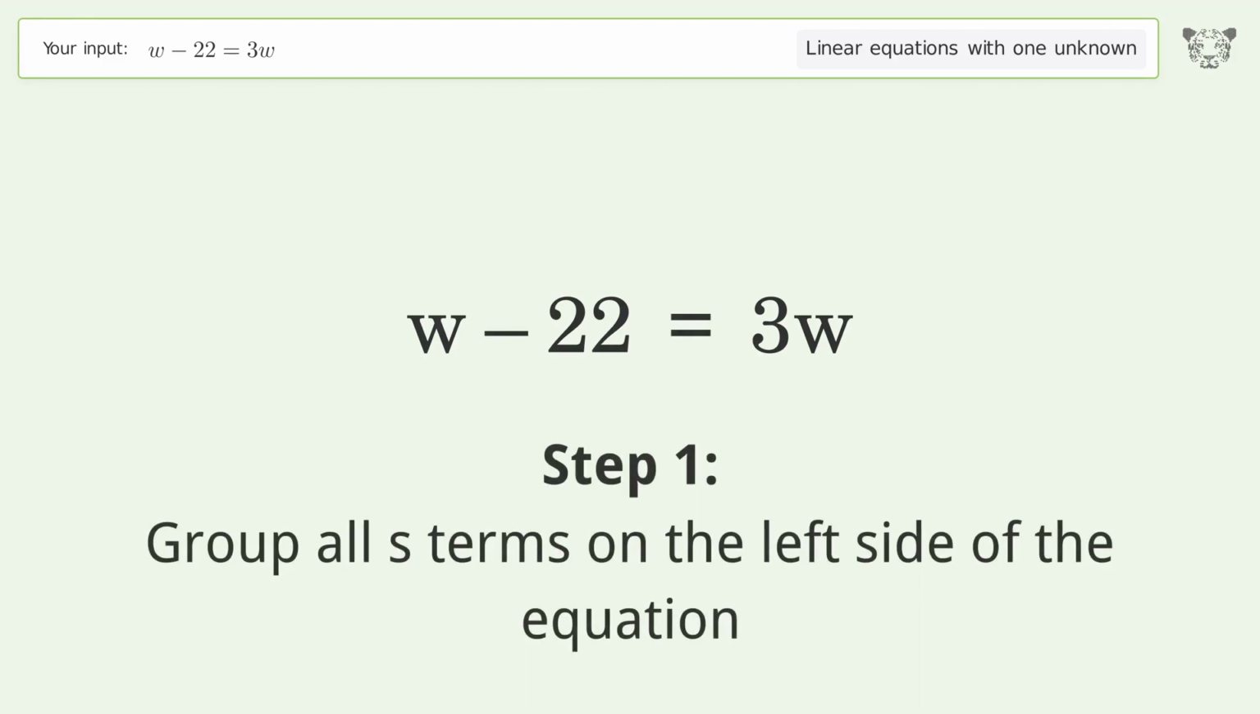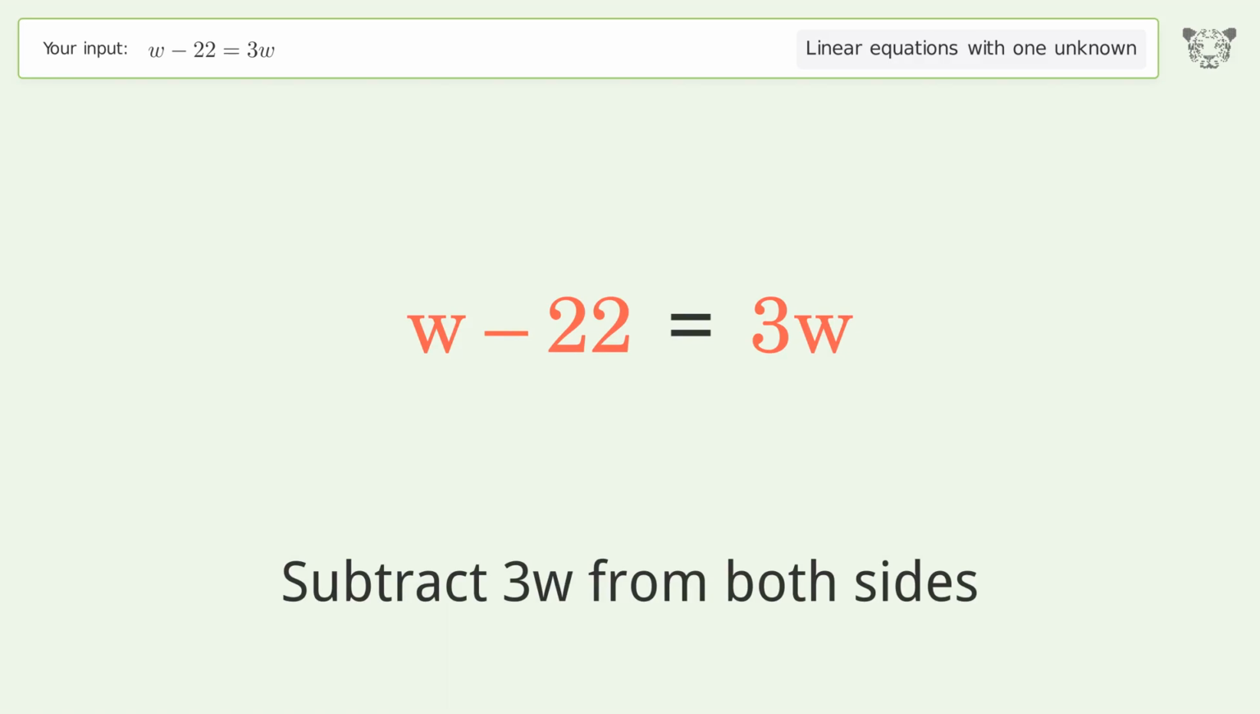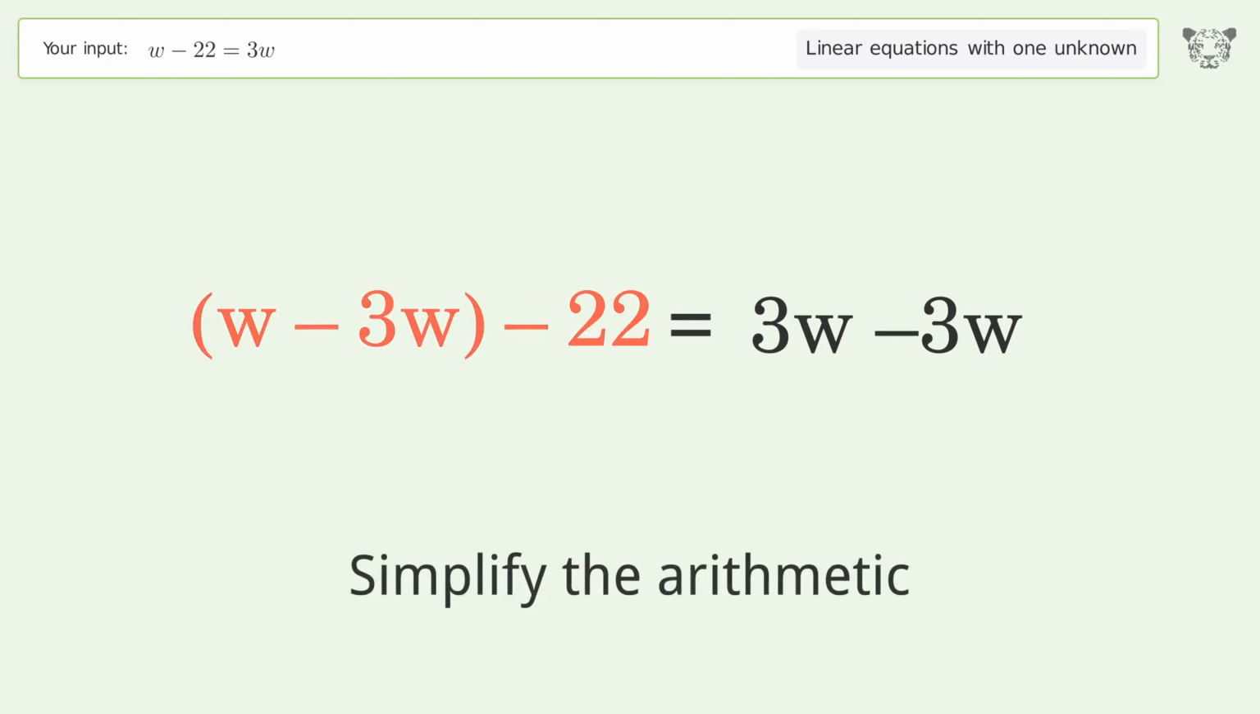Group all w terms on the left side of the equation. Subtract 3w from both sides. Group like terms. Simplify the arithmetic.